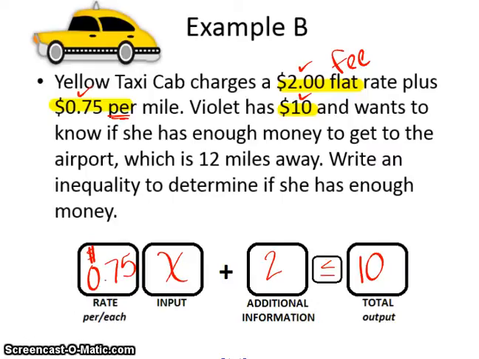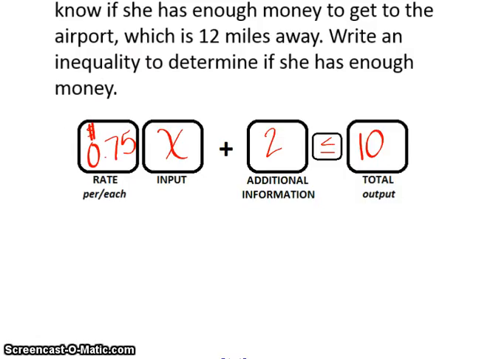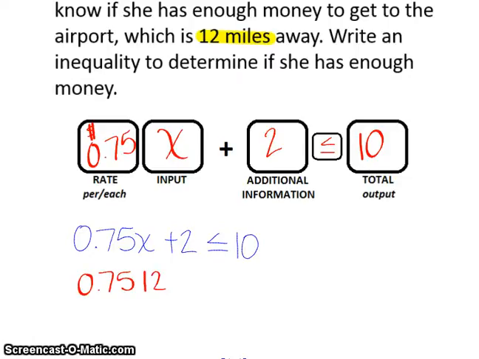So now what I have to do is actually solve this. So I have 0.75, or 75 cents, times x plus 2 is less than or equal to 10. Now, if you notice in your problem it says, which is 12 miles away, I want to know if I have enough to make it 12 miles. So what I can do in this instance is plug that 12 into my x. So I have 0.75 times 12 plus 2 is less than or equal to 10.